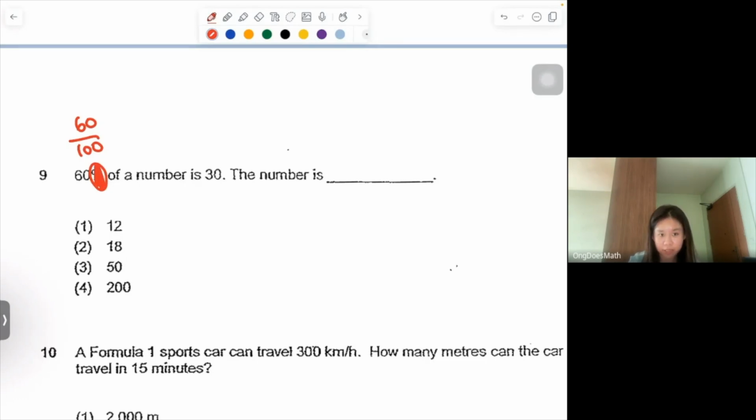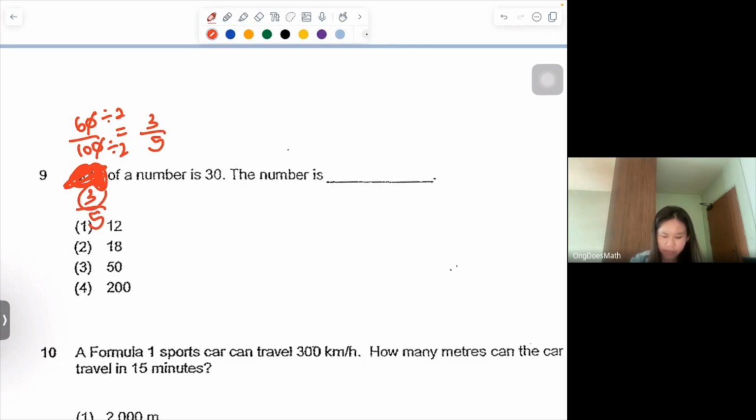So now this is better. Now what we want to do next is we want to simplify this fraction to get a number as small as possible so that the numbers are easier to work with. So what's 60 over 100? When you simplify it, firstly you can cancel out the 0. Next, both can be divisible by 2. So you get 3 over 5. So very good. Now you replace 60% with 3 over 5.